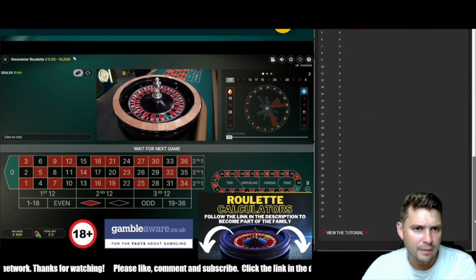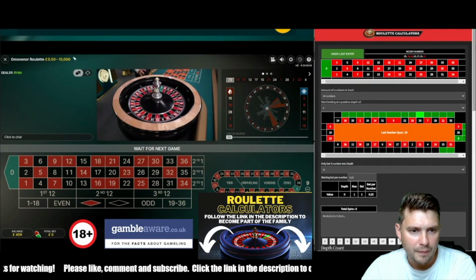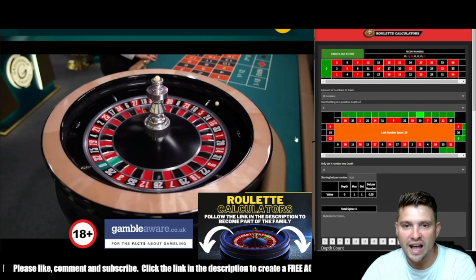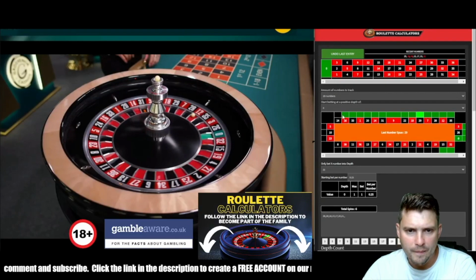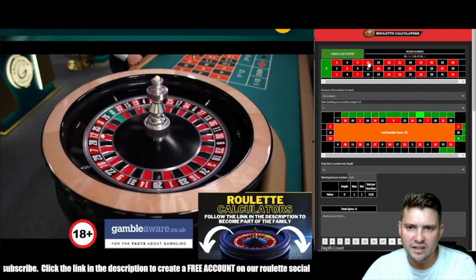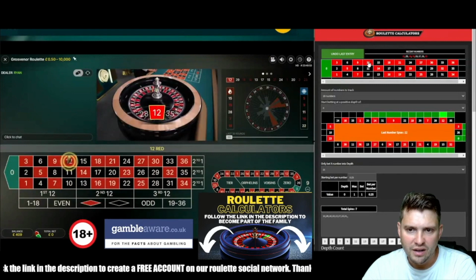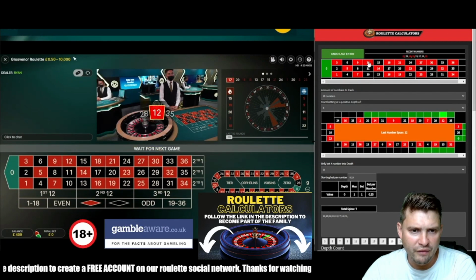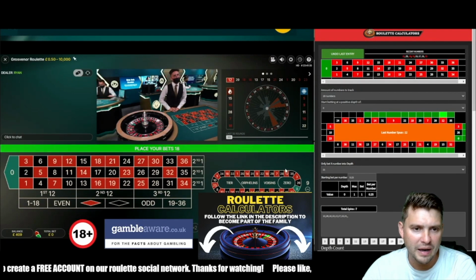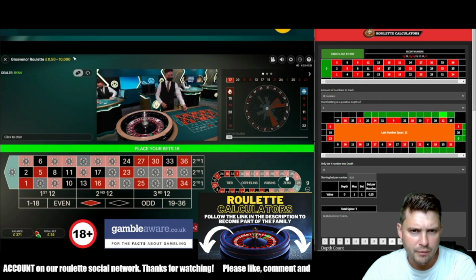It looks like Sam is on Grosvenor Roulette. His starting balance is £409, so a little bit higher. I know he doesn't record every session, so it's a bit of an increase from the last one. I think he took his balance up to 200 and something.